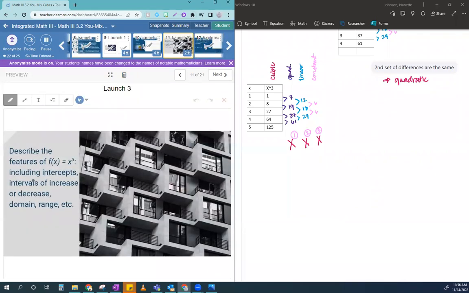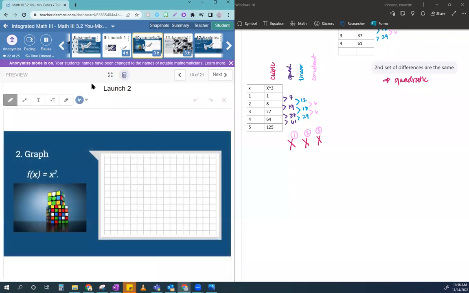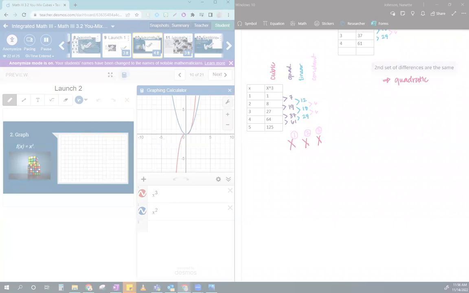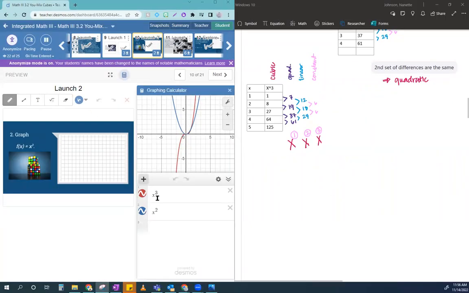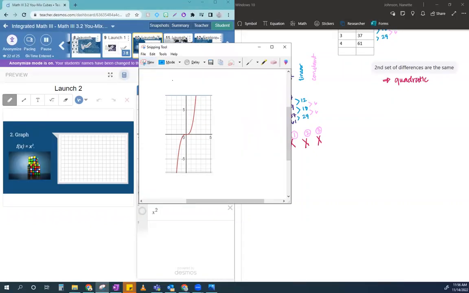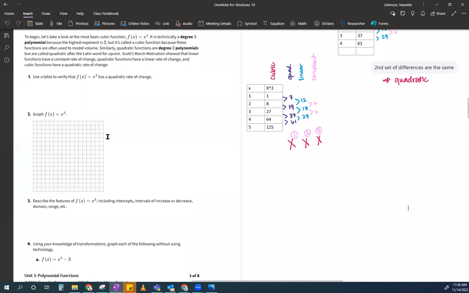It says, describe the features of x cubed, including intercepts, intervals of increase, decrease, domain, and range. Okay, so this is something that I do need to capture on our notes. So let's do that. Could you guys tell me some of the features of this graph according to what they're asking for? Describe some of the features, including intercepts, intervals of increase, decrease, domain, and range. Can you guys do that for me? What do you guys see?